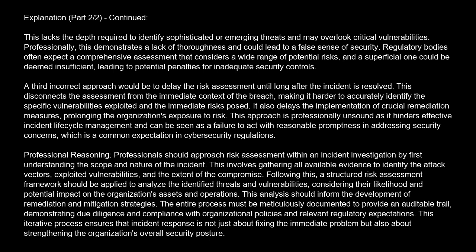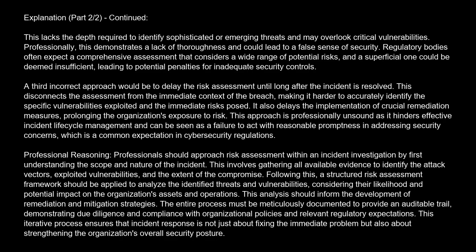A third incorrect approach would be to delay the risk assessment until long after the incident is resolved. This disconnects the assessment from the immediate context of the breach, making it harder to accurately identify the specific vulnerabilities exploited and the immediate risks posed.